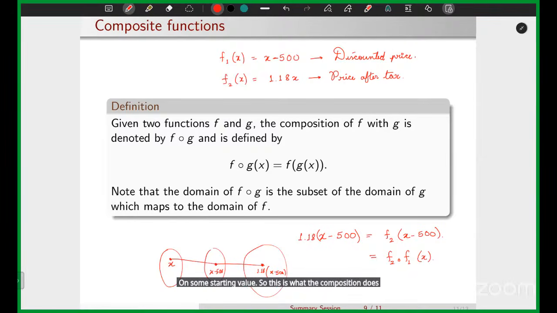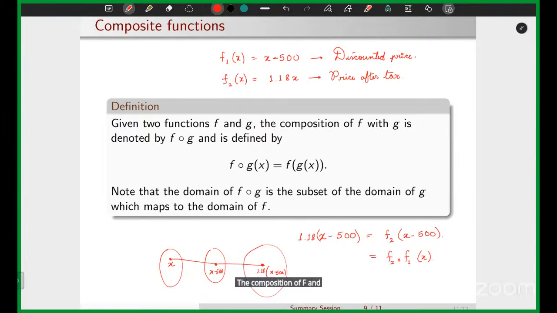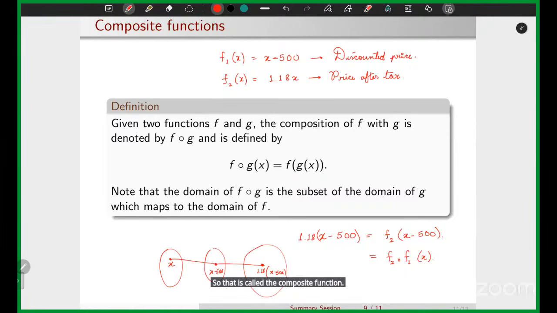This is what the composition does. If you have two functions f and g, the composition of f and g is obtained by first taking x, applying g, and then taking that output and applying f to it. So you start with x, you do g of x, and then you do f of that. That is called the composite function, f of g. Now f of g and g of f may be different.